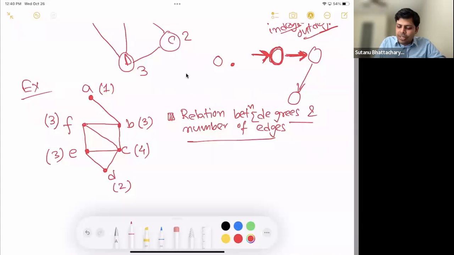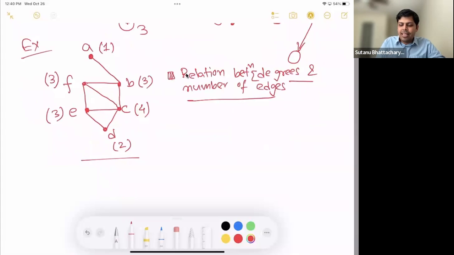So just go through this example. In this graph, it contains 1, 2, 3, 4, 5, 6 vertices and multiple edges. AB is one edge, BC one edge, CD, like this way, multiple edges are there. So first tell me the number of edges in this graph. How many edges are there in this graph?